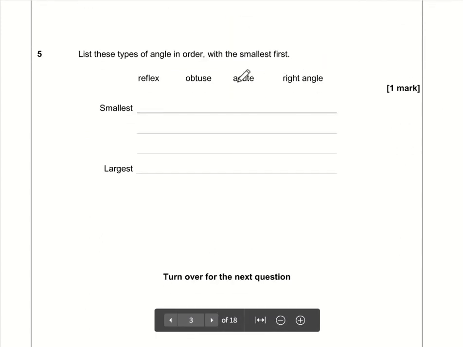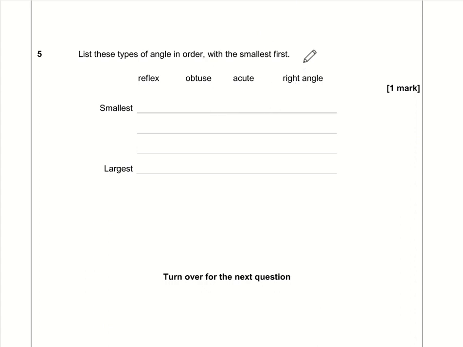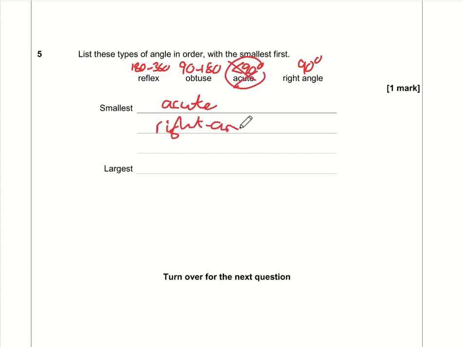Okay, so what we need to remember is that a right angle is 90 degrees, an acute angle is less than 90 degrees, an obtuse is between 90 and 180, and a reflex is between 180 and 360. So the smallest is going to be the acute. Next smallest is the right angle, followed by the obtuse, followed by the reflex.